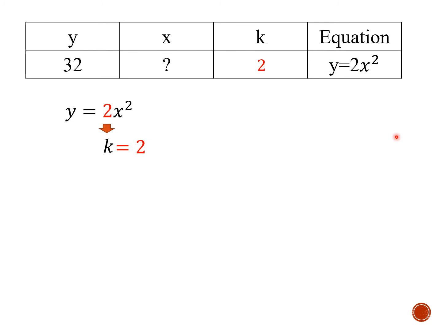Then, how to find x? So we have y is equal to 2x squared. We replace y by 32. That is 32 is equal to 2x squared. So again, kailangan mawala po yung coefficient ng x squared para makuha natin si x. So we use division property of equality. We divide both sides of the equation by 2.